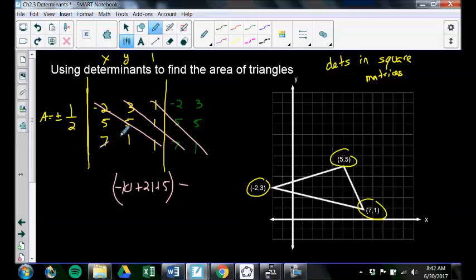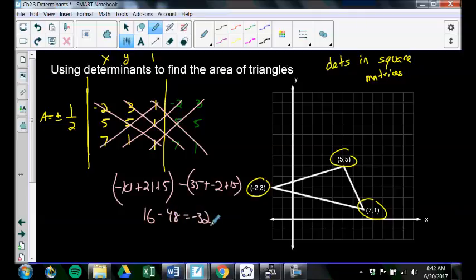minus 35 plus -2 plus 15, which is then -10 plus 21 is 11, plus 5 is 16, 35 minus 2 is 33, plus 15 is 48, so 16 minus 48 is -32.